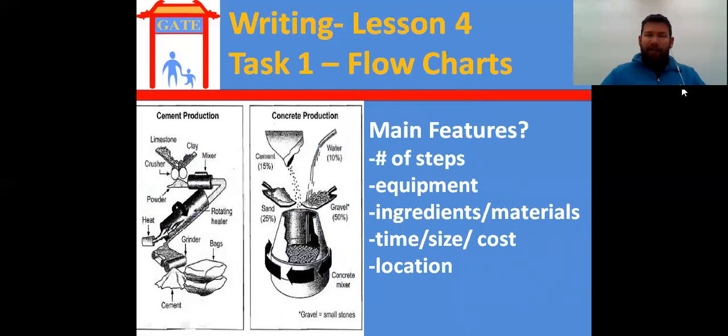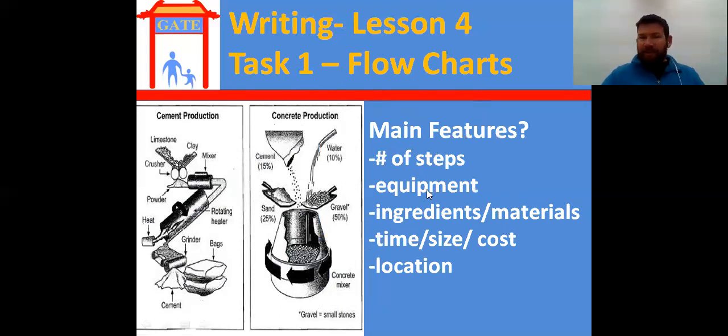Generally, it will fall within one of these. You could just talk about the number of steps. So for this one, I would say that there are 1, 2, 3, 4, 5 main steps: the crushing, the mixing, the heating, the grinding, and the bagging, putting in bags. That's 5 steps. However, this is a lot more complicated than concrete production, which simply has 2 steps. Put the ingredients into the mixer and mix them. And so that would be your main features there.